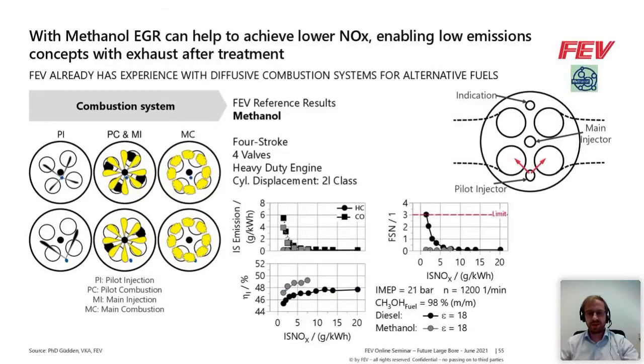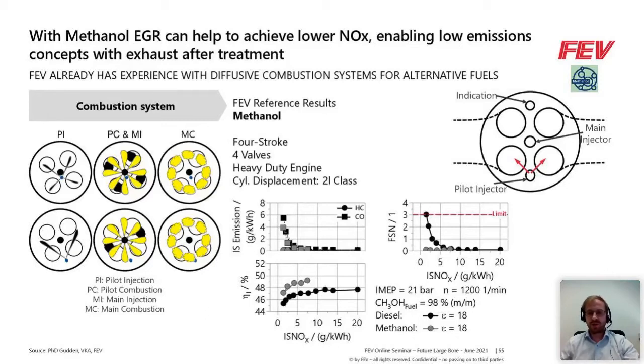If we now also take a look at our heavy duty test results, so why are we also looking at the heavy duty as we are focusing on the high speed engines? This is due to the fact that for the heavy duty, we have actually completely redesigned our cylinder head. So we have an identical peak firing pressure resistance here to what we are testing on our heavy duty single cylinder engine with diesel. And therefore, I've prepared here a direct comparison between diesel and the diffusive methanol combustion system.